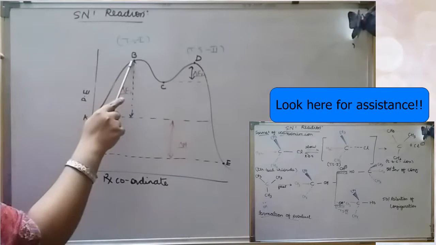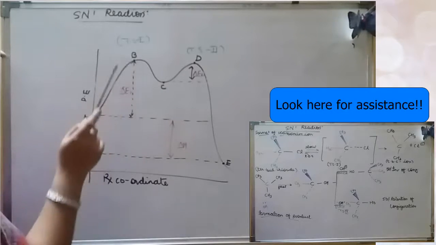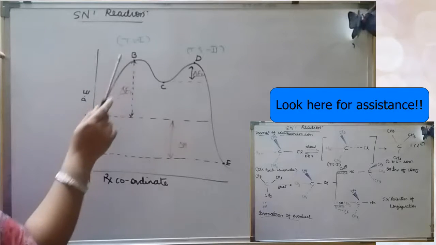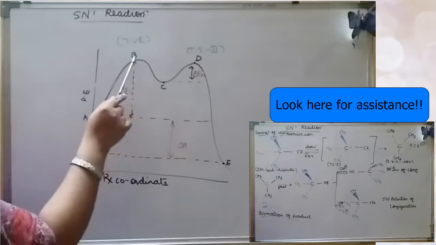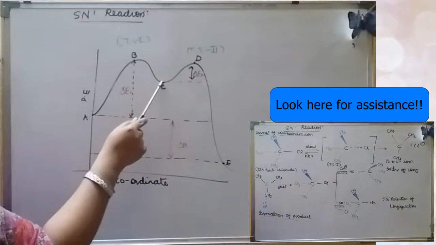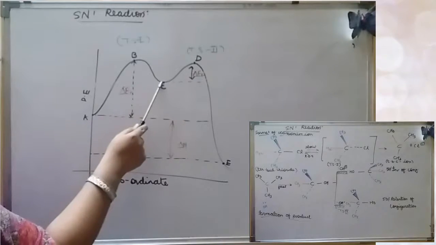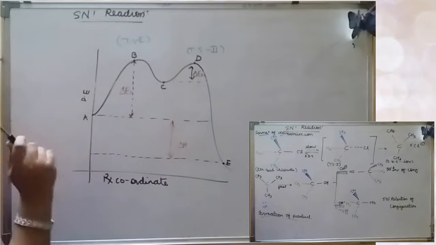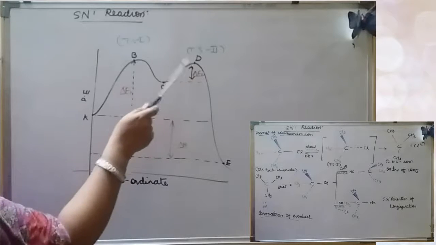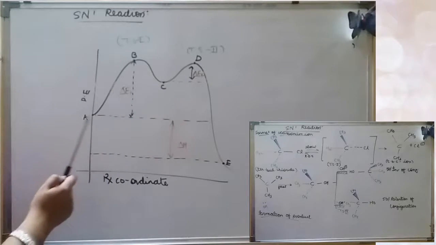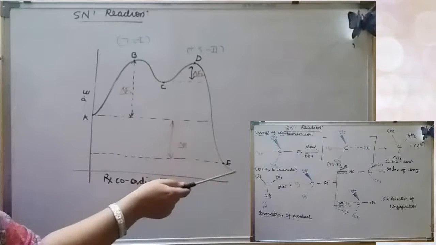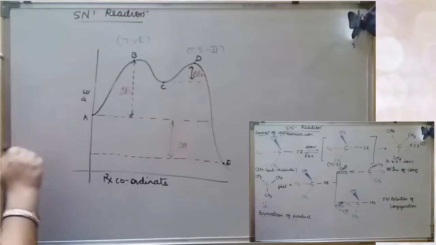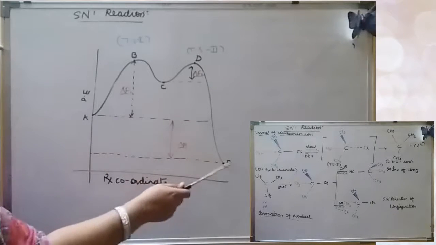Point B is transition state 1 where the bond between the carbon atom and chlorine was slowly degrading. Then point C is the point where the tertiary butyl carbonium ion was formed. Point D was transition state 2 where the bond between OH and the carbon atom was slowly getting formed. Then point E is the point where the final state is attained and we get our final product.